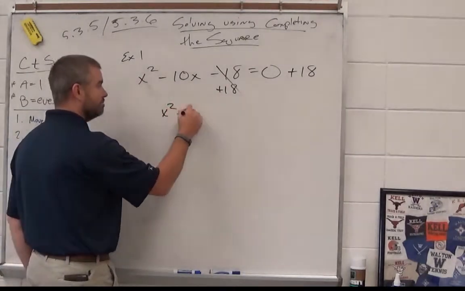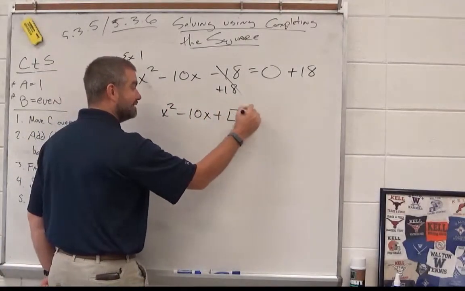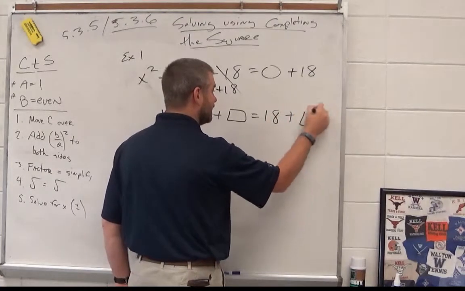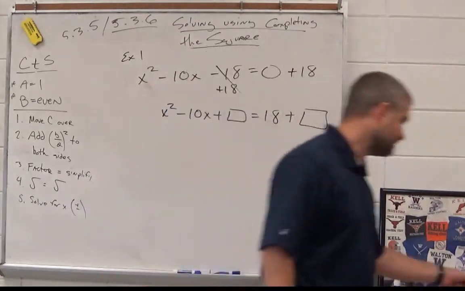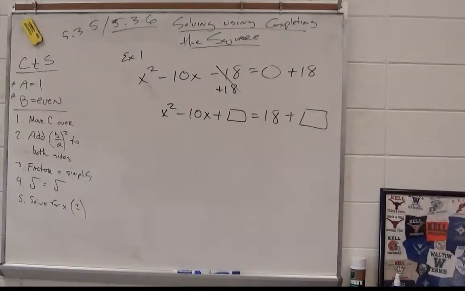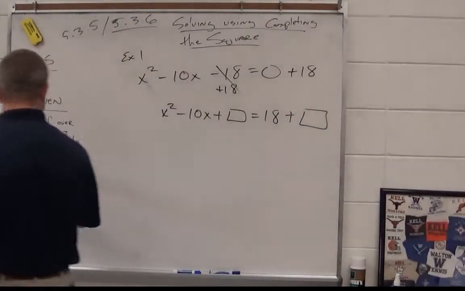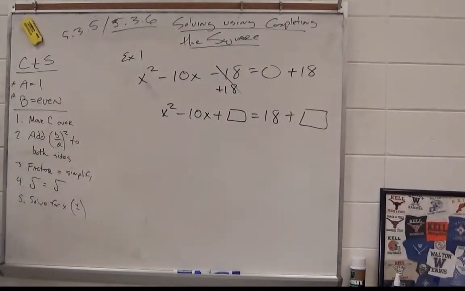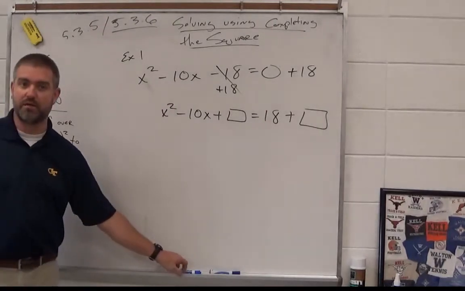I got x squared minus 10x plus box is equal to 18 plus box. And I don't care if you put a box there. If you just leave a blank, I'm okay with that. But I'm emphasizing that we're going to add a value to both sides to complete the square. Alright, the $64 million question is, what value do I add? Step 2, add b over 2 squared to both sides. What value am I going to add to both sides to complete the square?